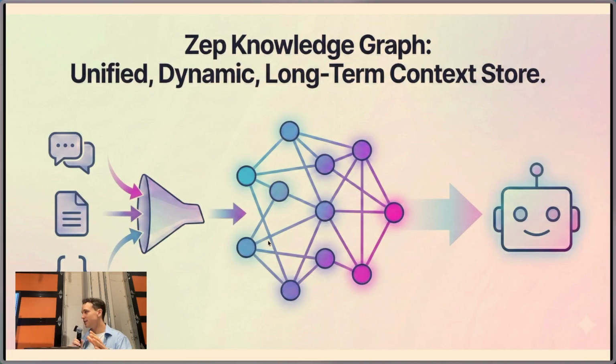We already kind of touched on the unified. Different pieces of data go in. We have a deduplication process. It becomes unified in the knowledge graph, but it's also dynamic. So you stream in data, and we actually invalidate facts that are no longer true.